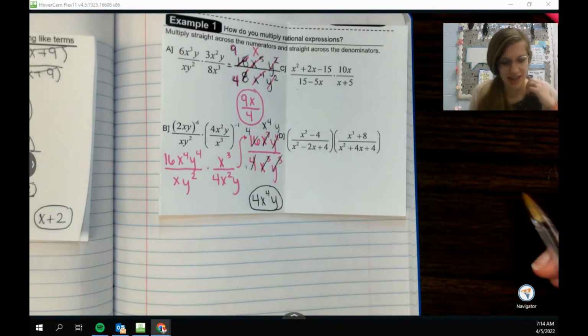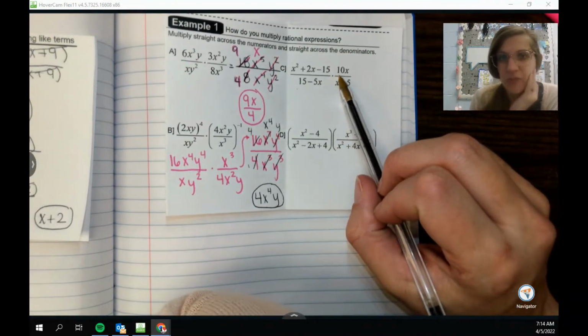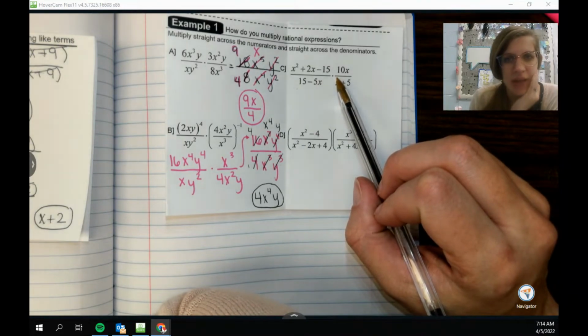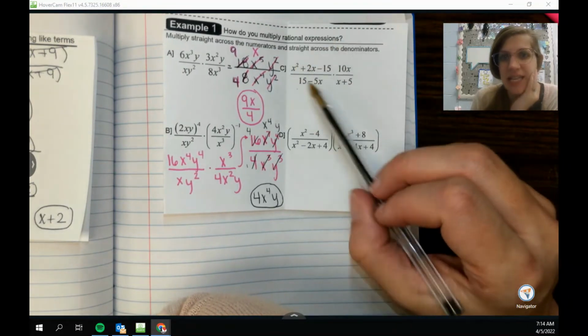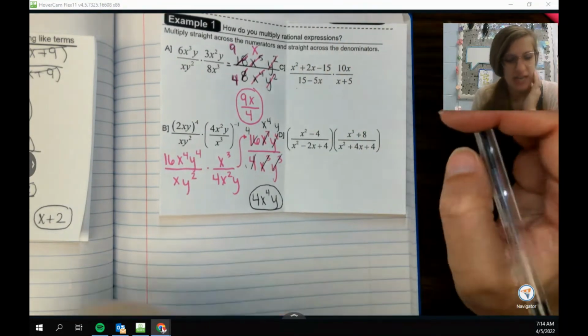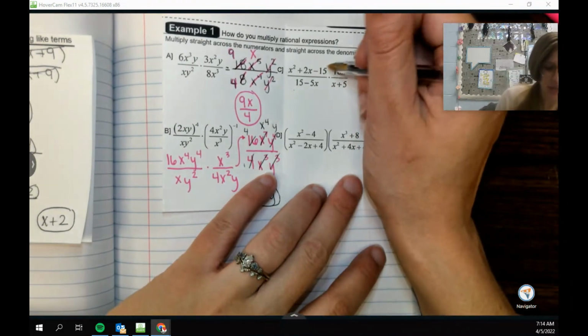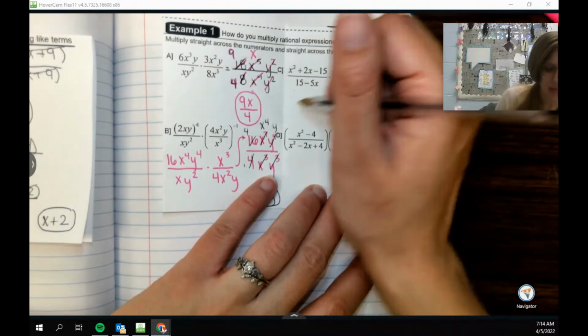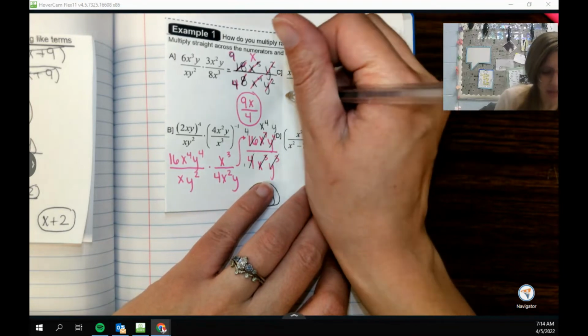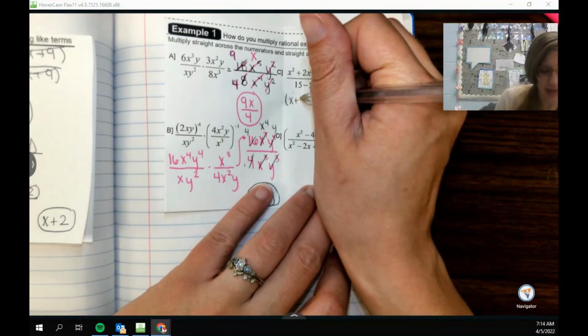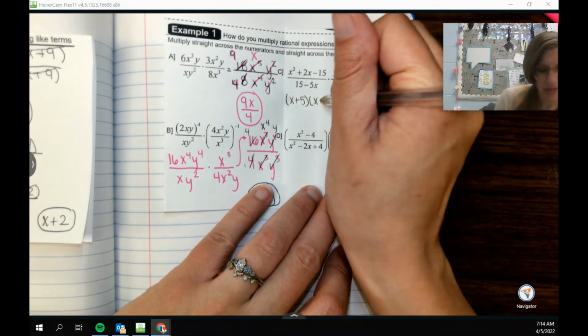Okay, let's do C. So for C, we are also multiplying. However, these things have not been factored, so we need to factor first. For the numerator of this one, we want to do an x puzzle. So I think that's going to be plus 5 and then minus 3.